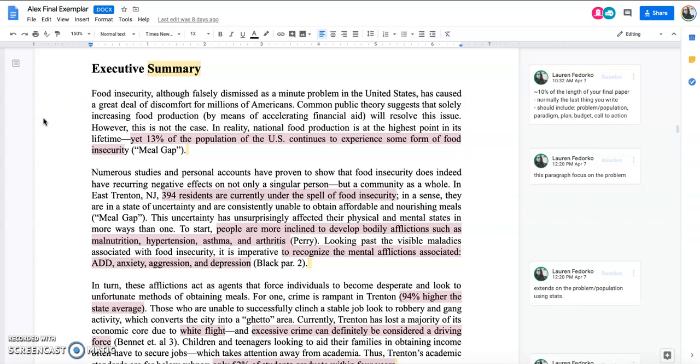The executive summary, and if you're looking at my note right over here, it should be 10% of the final length of your paper. So you are supposed to be writing a paper that is between 15 and 20 pages in length. This means that your executive summary, depending on how long your paper is, should be 1.5 to 2 pages in length. There are a few sections that it should include. It should include your problem/population section, that's your introduction, your paradigm section, your literature review, theories, models of success, your plan, your budget, and your call to action or your discussion.